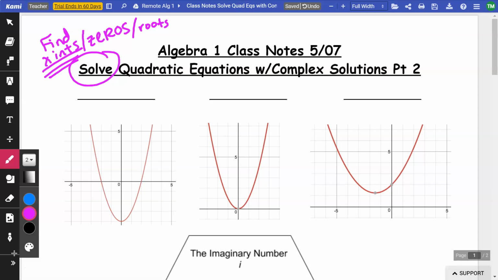I've got my 3 graphs here with 3 different examples of the types of solutions we might find. For example, we might find a parabola that has 2 real solutions or 2 real zeros. We might find a parabola that has only 1 real zero. And then what about when we have a parabola that doesn't hit the x-axis on the real number line at all? Well then, we know that we have 2 imaginary zeros.